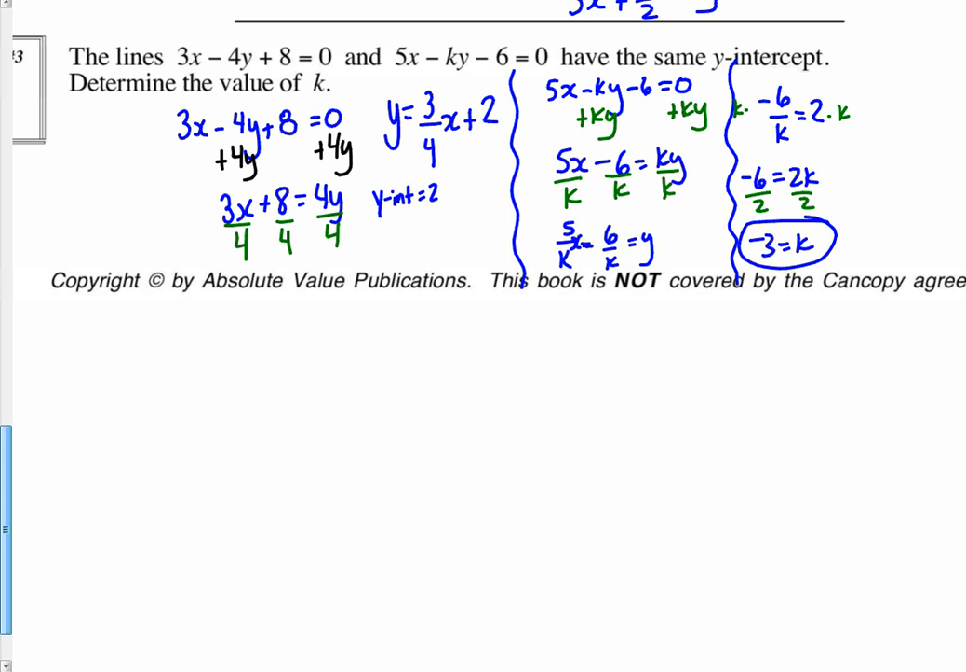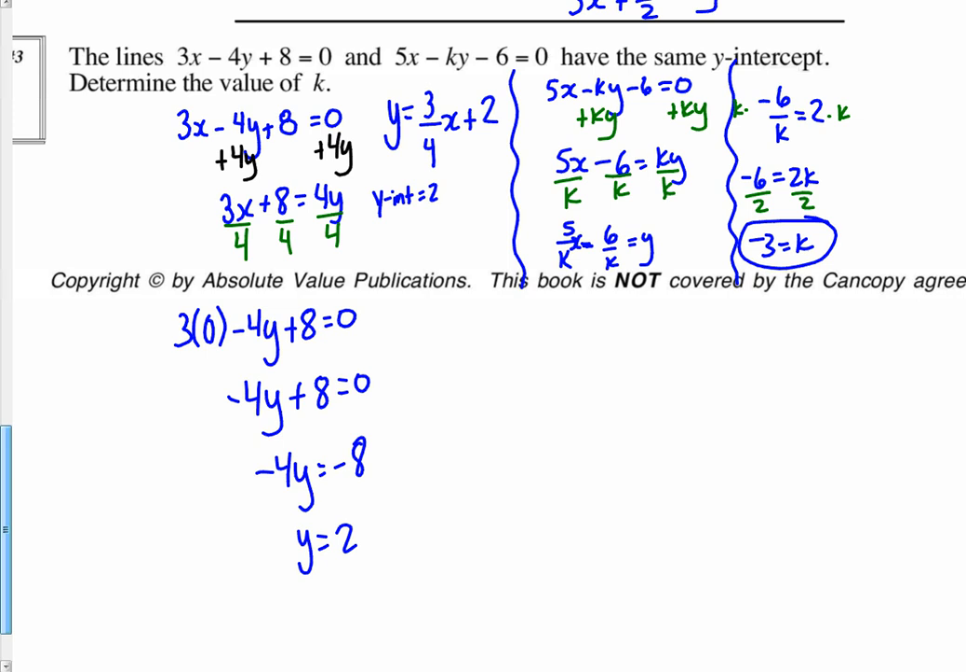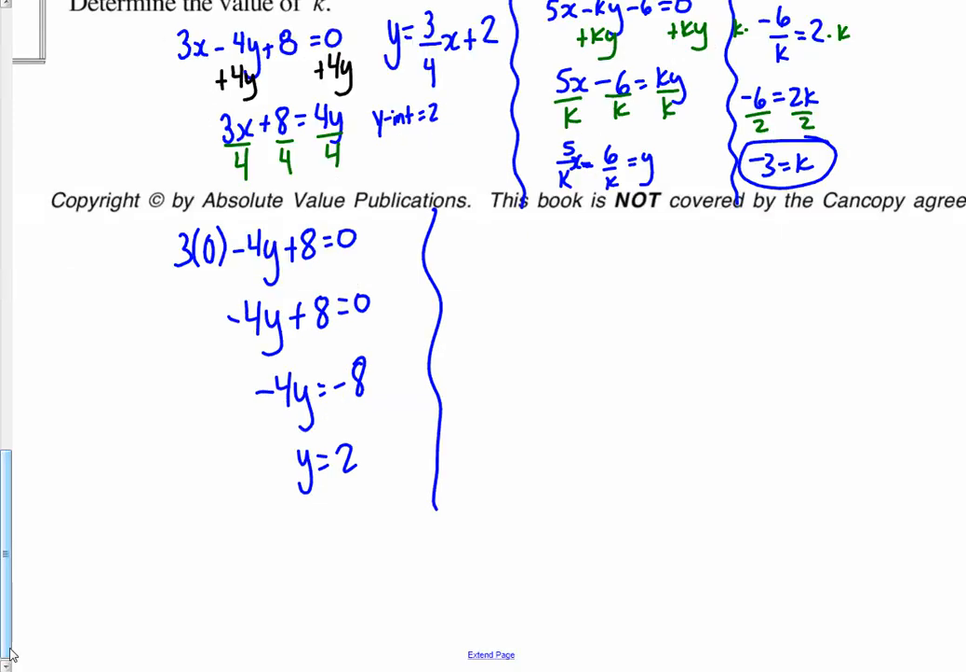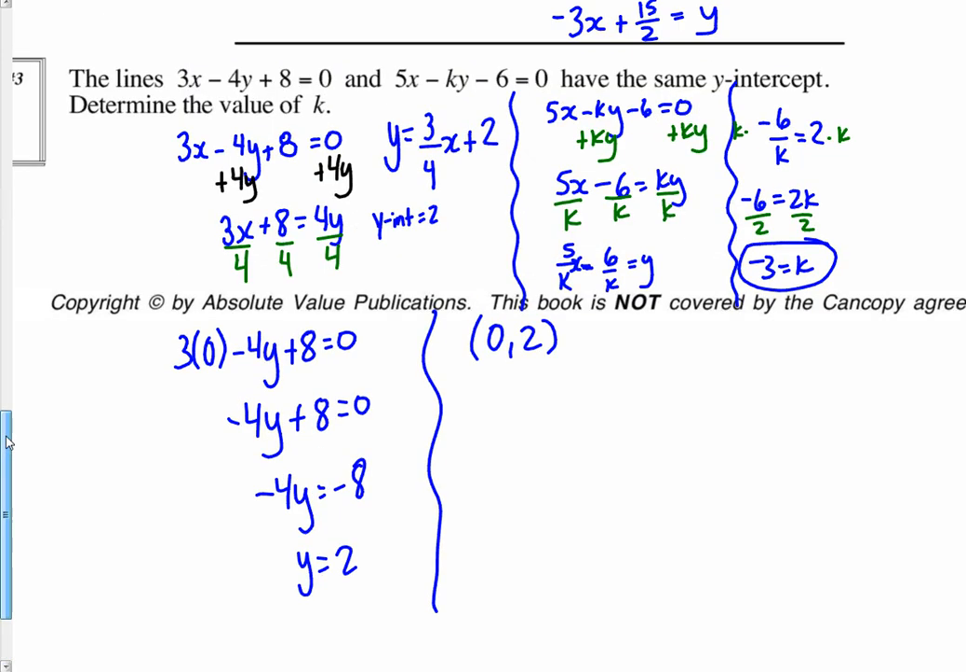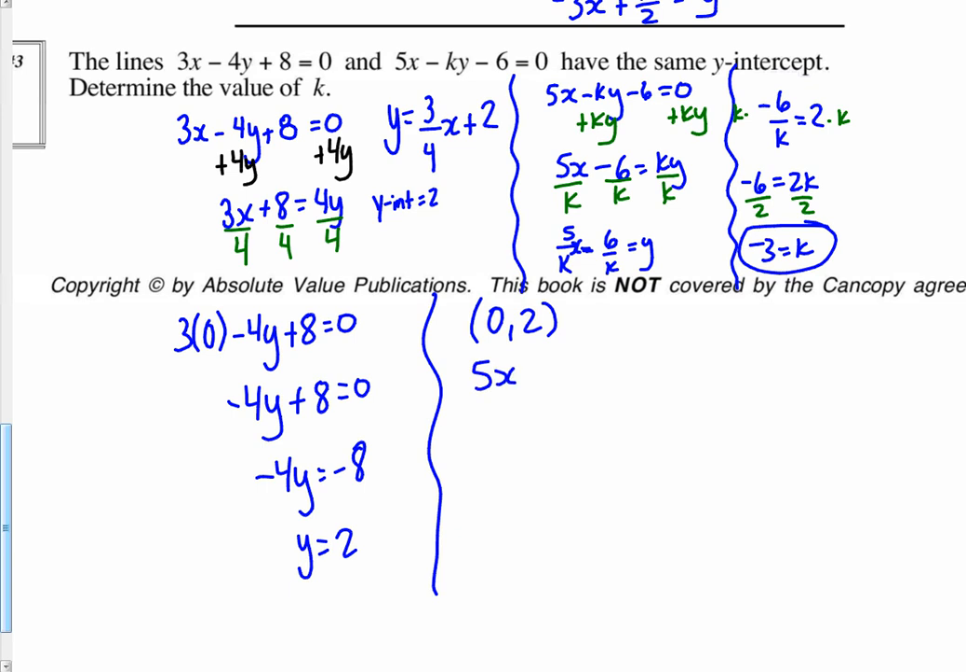Can I show you something else? Y-intercept is when what equals 0? X. So what I could have done is I could have taken the first equation, made x 0 and solved for the y. So negative 4y plus 8 equals 0. Subtract 8, divide by negative 4, and I would have got my 2. Then I could have done the same thing in the other equation. Because we know now that our y-intercept is 0, 2, I can plug that point in.